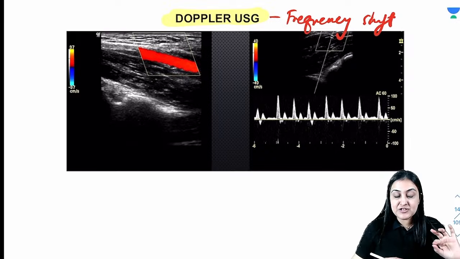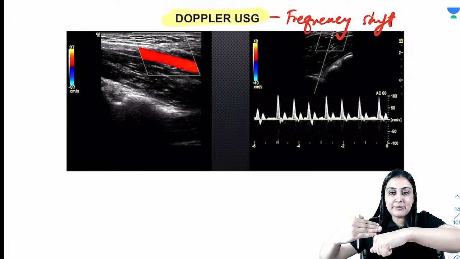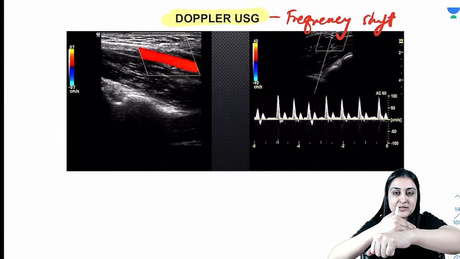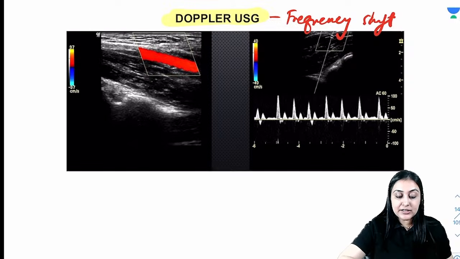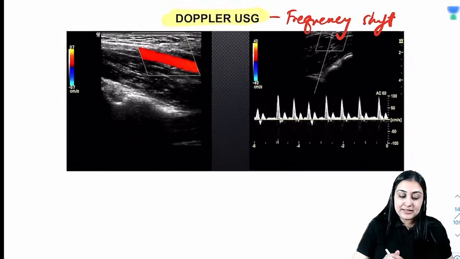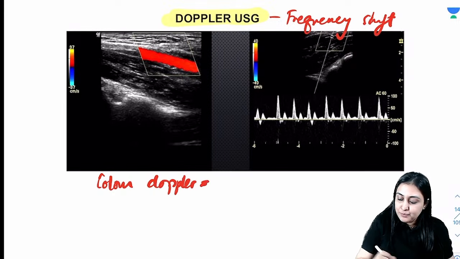So using the same principle, I can guess the direction of blood flow. If this is my probe and blood is coming towards me, it will have higher frequency. If blood is going away from me, it will have lower frequency, right? So when I color code the direction of blood flow, that is called color Doppler. This is also called as duplex ultrasound.